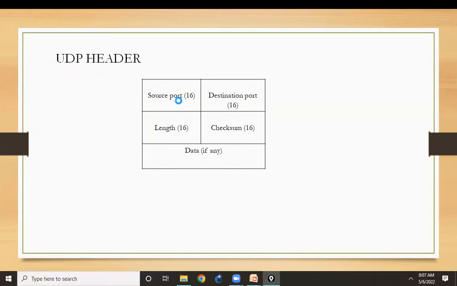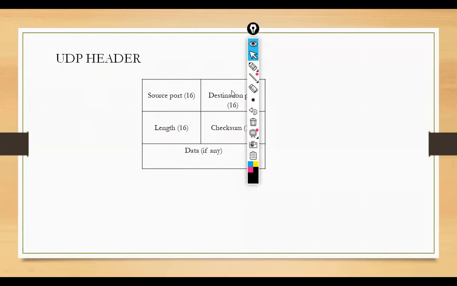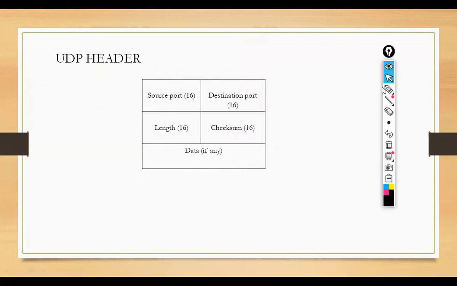Let me tell you. Here you can see the first is the source port number. And the second is the destination port number. And you have length, which says the header length. And the checksum as well. Okay, so this is it: the source port number, destination port number, length, and checksum.